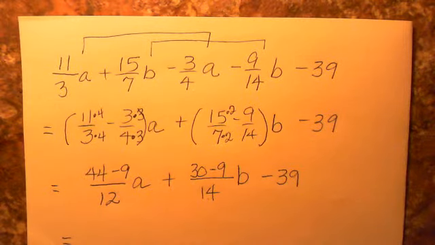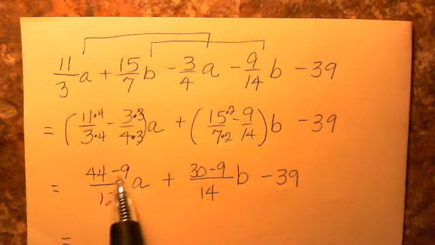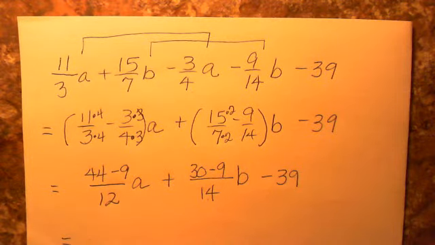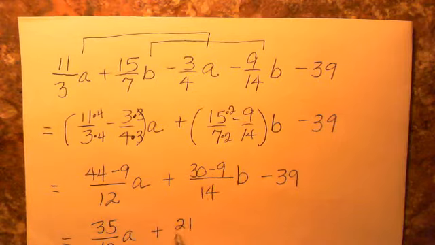Next, we did something like this earlier. Now we have to go ahead and do this work in the numerator. 44 minus 9 is 35 over 12a, plus 30 minus 9 is 21 over 14b minus 39. Now this is good. We have no more like terms.